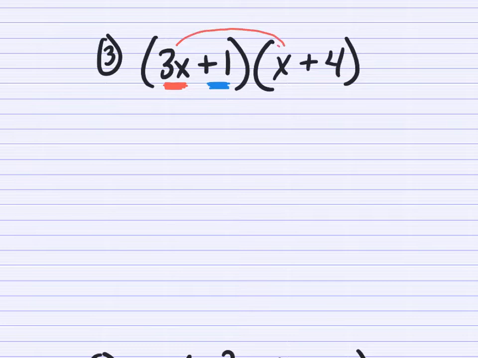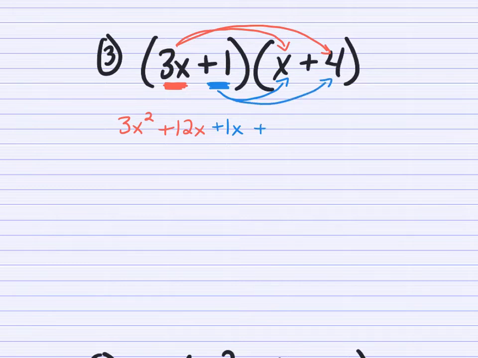So 3x times x is 3x squared. 3x times 4 is 12x. And now I'm going to distribute the 1. 1 times x is a positive 1x, and 1 times 4 is a positive 4.